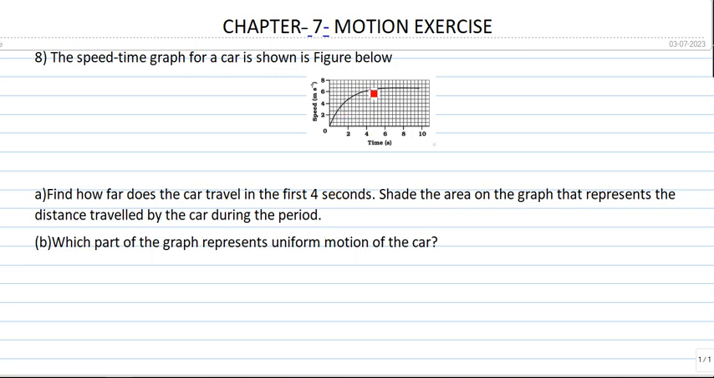So we are asked, for these 4 seconds, to shade this area. Yes, this will be the distance traveled. We know distance is equal to speed into time. What do we have here? We have approximately a triangle here. If you see, this can be approximated to be a triangle. For a right angle triangle, this area is the distance traveled by the car.